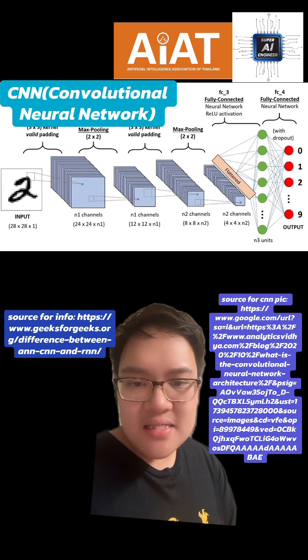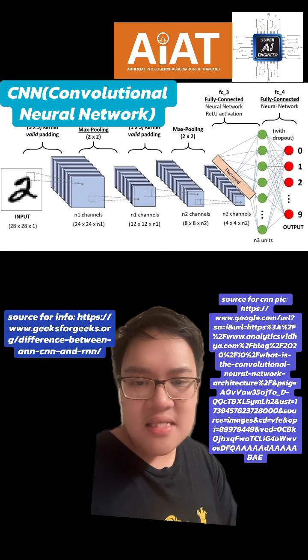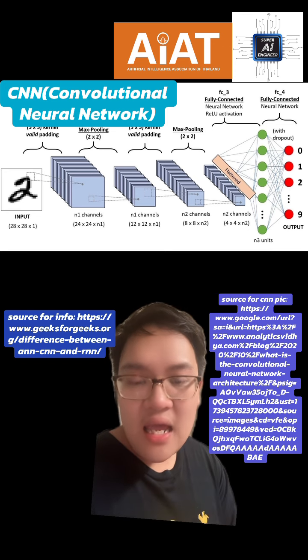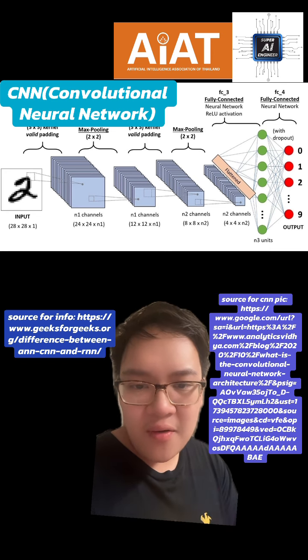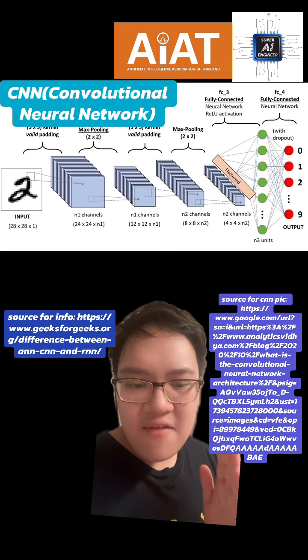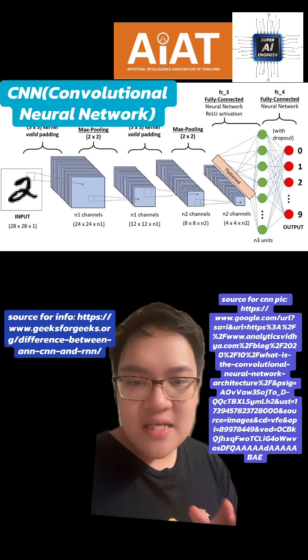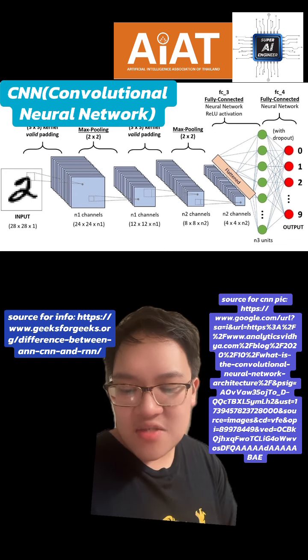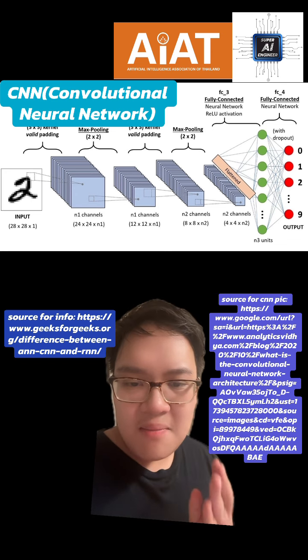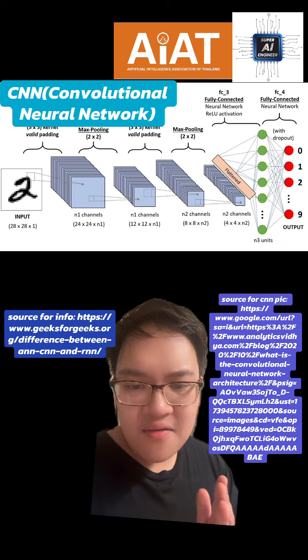Because of this, they have a very high accuracy when it comes to image recognition, and they also share weight and parameters, making it a very efficient network. However, a lot of training data is required, and it's also one of the most expensive types of neural networks to train.